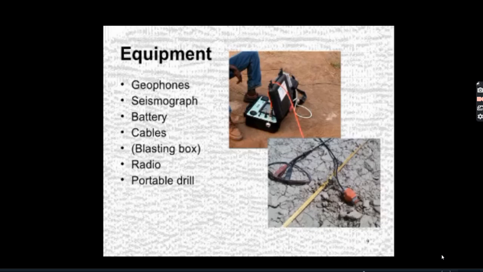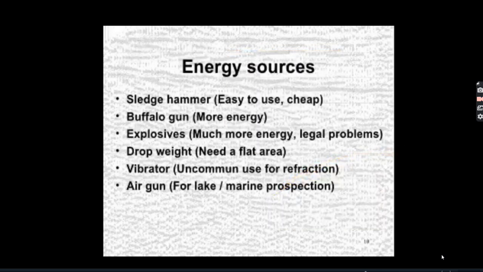Equipment: geophones, seismograph, battery, cables, blasting box, radio, and portable drill. Energy source: sledgehammer, easy to use, cheap. Buffalo gun, more energy. Explosive, much more energy, but legal problems. Drop weight, needs a flat area.